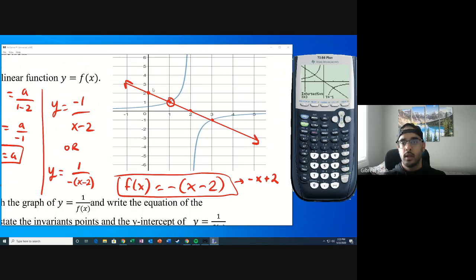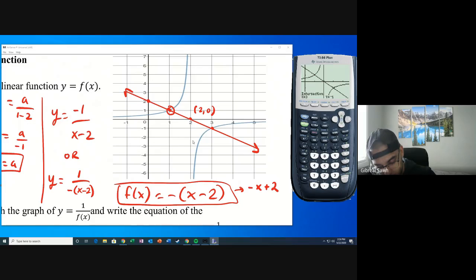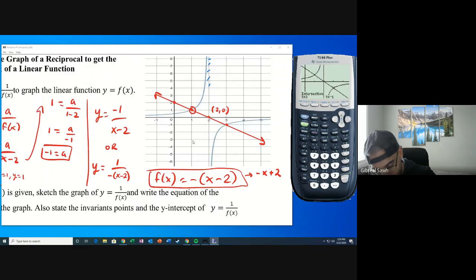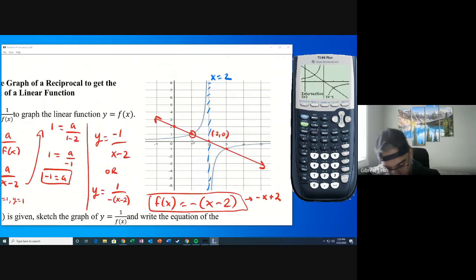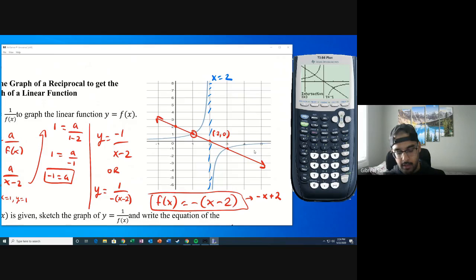Okay, so there it is. You can see the asymptote right there, and that 2, 0 is your x-intercept like we predicted. So 2, 0 is my x-intercept. When I do my reciprocal function, it actually becomes the vertical asymptote. Okay, so that is my x equals 2 vertical asymptote. So we can always use the reciprocal to work backwards to find the originals.